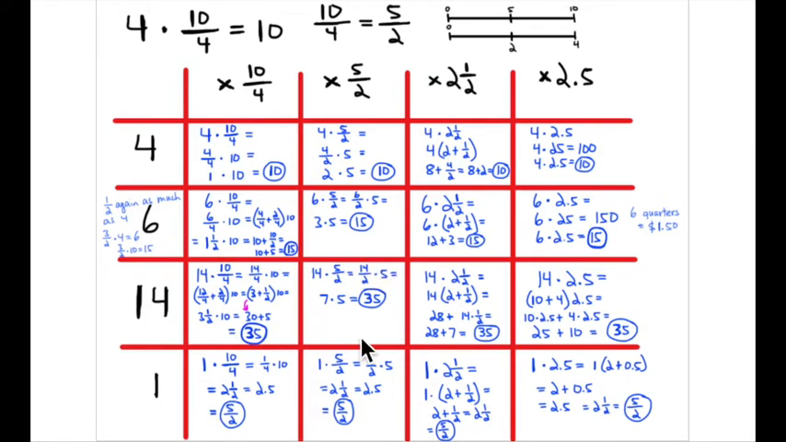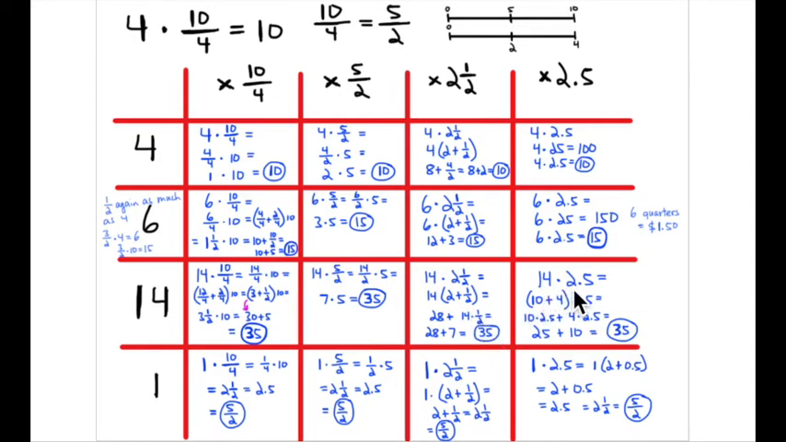All right, and this seems to be the easiest one, 14 times 5 halves. Well, what's half of 14? 14 halves is 7, and then 5 times 7 is 35. Again, this one seems to be the easiest. 14 times 2 and a half, use the distributive property, you get 14 times 2 is 28, and half of 14 is 7, and so 28 plus 7 is 35.